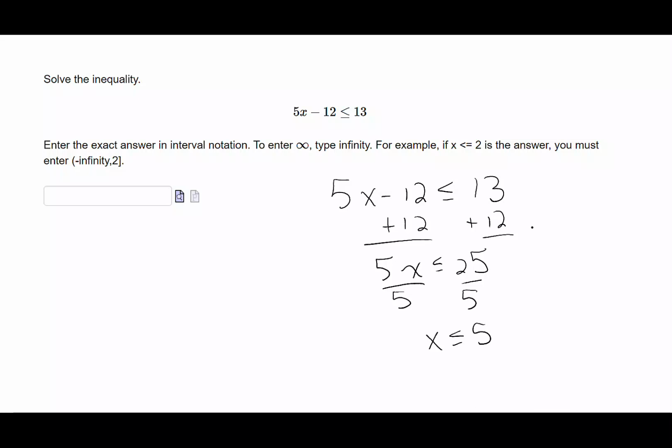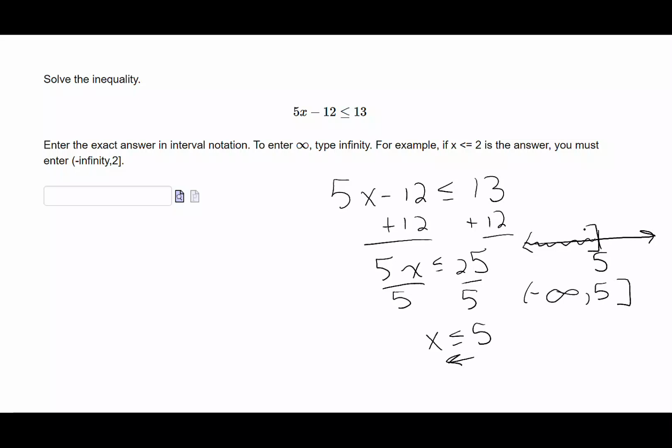I like to kind of graph it really quick just to see what it's doing. I really only need to put 5 in, and I see this arrow pointing to the left, so I am going to shade to the left to say that's where my answer is. So I can see it's coming from negative infinity, it's going to 5, and it's going to have a hard stop, which means it has this square bracket.